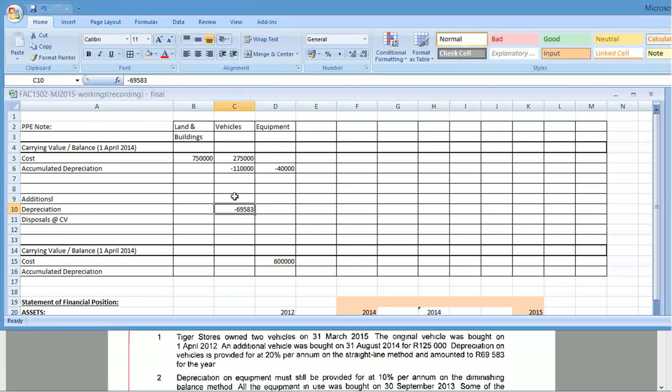We also know that we bought, so additions, we bought vehicles during the year. That was 125,000. They told us that we started with 275. So if we bought another vehicle there, in terms of cost at the end, it would have been cost at the beginning plus additions, which gave you the 400,000 at the end. In terms of depreciation, that's the depreciation I started with, that's the depreciation during. If I add those two amounts together, I'm going to get the depreciation at the end. Great, now we've got equipment and we've got land and buildings to still provide for.